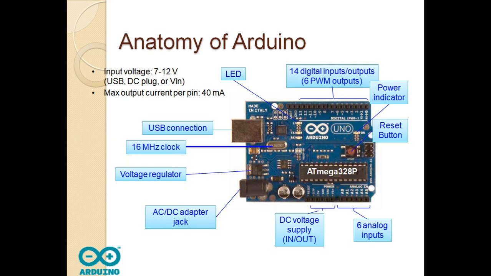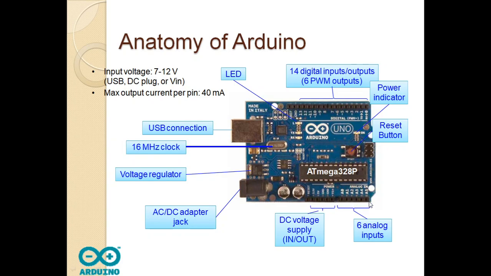Now to understand the structure of the Arduino Uno, I have made this particular slide so that we know what different components or parts are used to make the single Arduino Uno. To start from here, we have an AC or DC adapter jack. This is where we connect the power source. Then we have DC voltage supply pins. You will find ground, 5 volts and all those sorts of pins here.